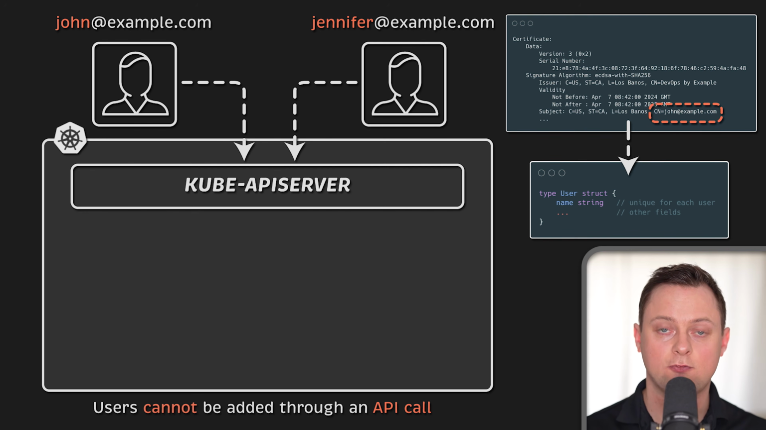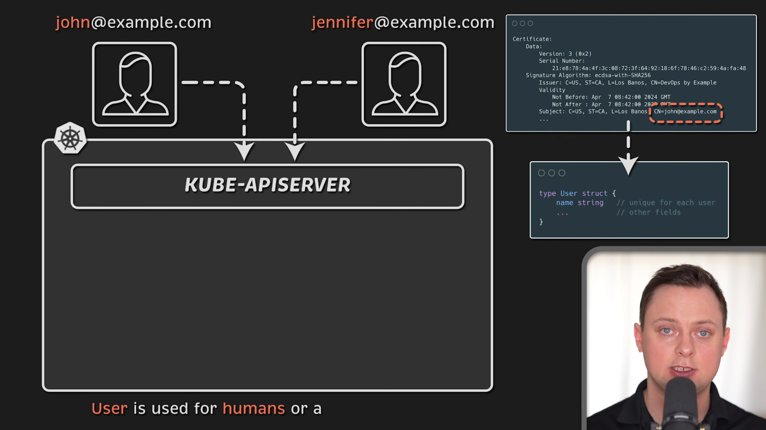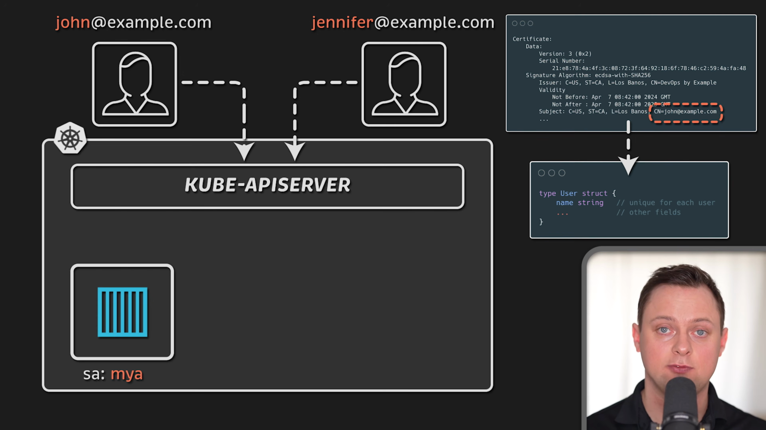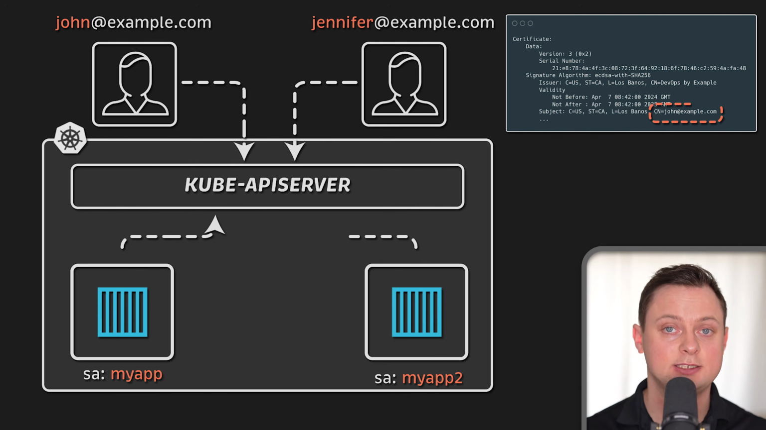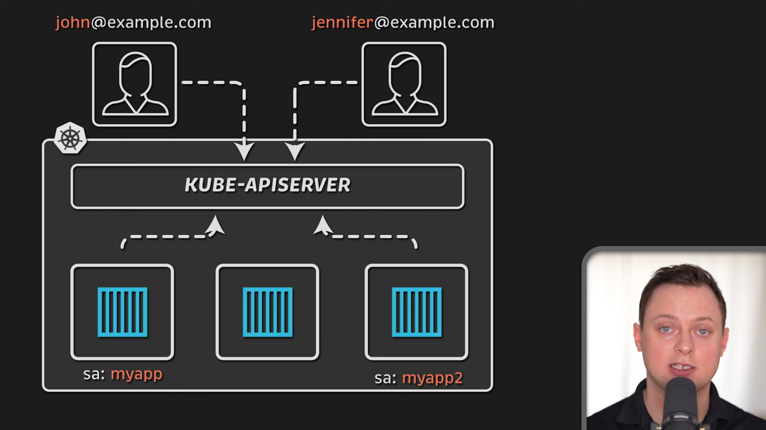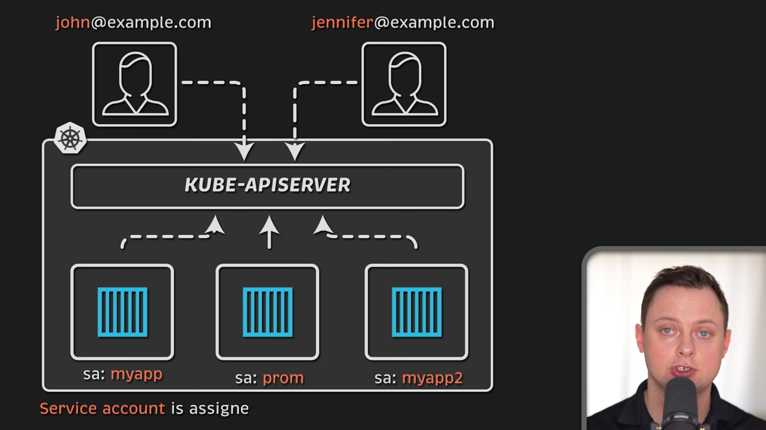This is a code snippet from Kubernetes, which is a Golang struct that maps all the details collected from the authentication module. Just keep in mind that the user is used for humans or any external applications to the cluster. If you need to create an identity that will be used inside Kubernetes, you should use a service account. It is very similar to the regular user, except that it is managed by Kubernetes itself. A service account is usually assigned to pods to grant permissions.